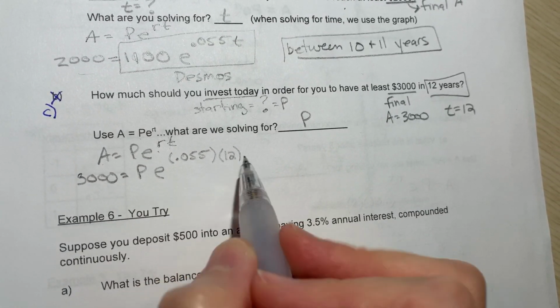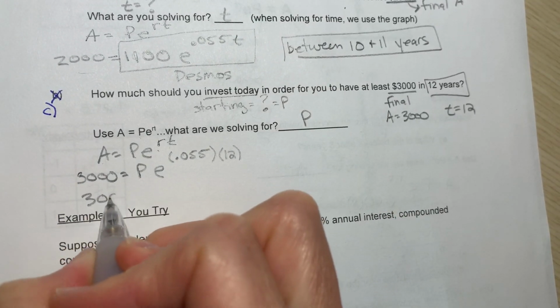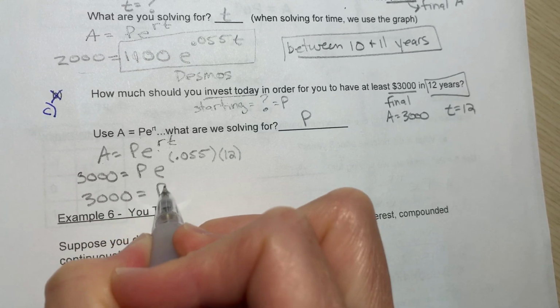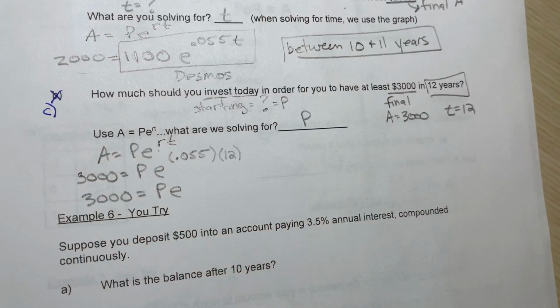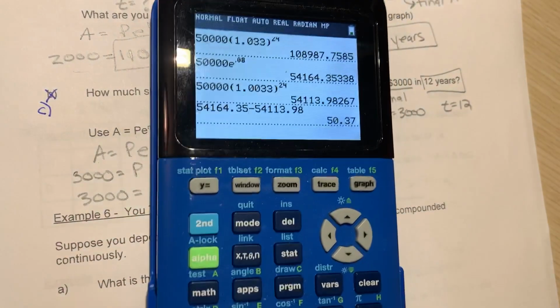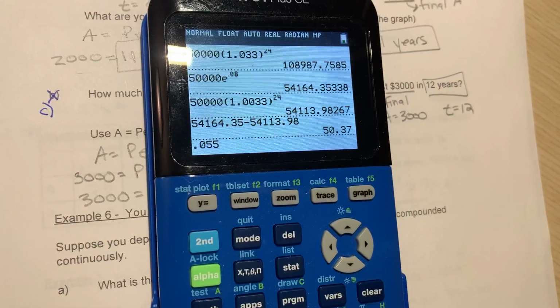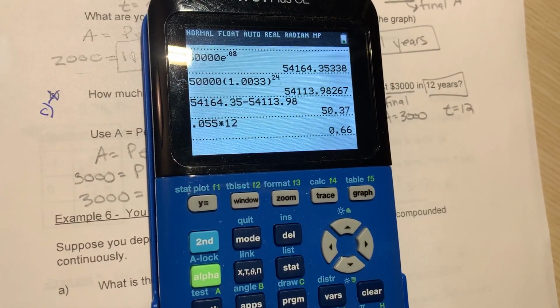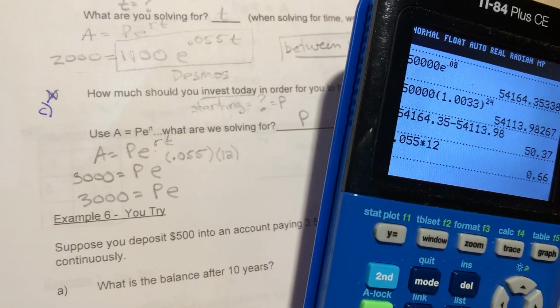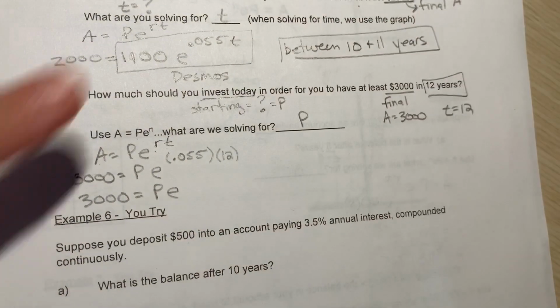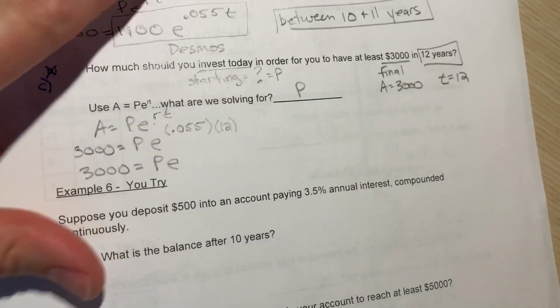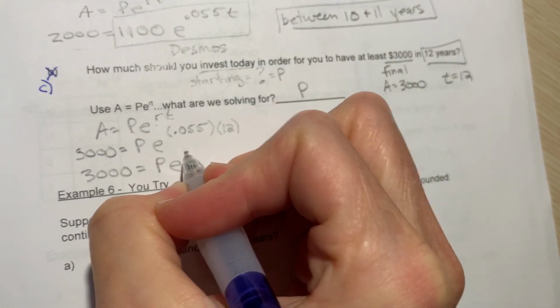So again, multiply those out. Copy everything. This is going to be e to the, oh, there's a different calculator this time, just so you can see different calculators. 0.055 times 12. So that's, oh, we must have done that already. 0.66. Yeah, we did that up here. Or look up and use what you've already done.